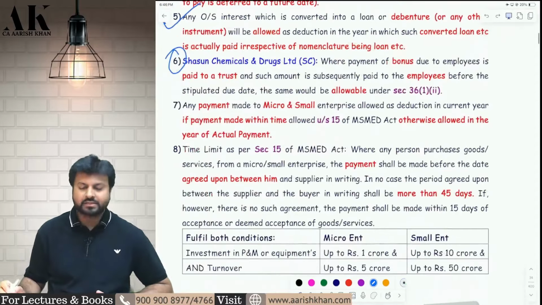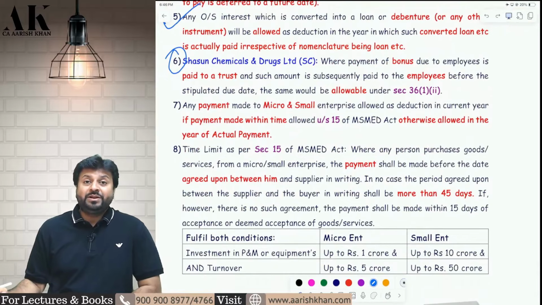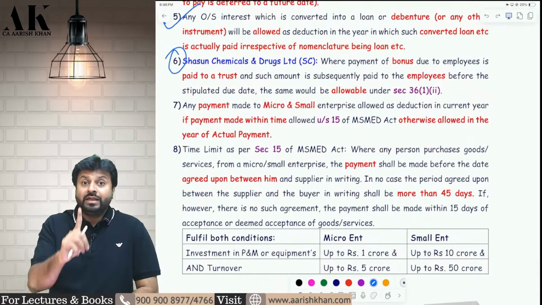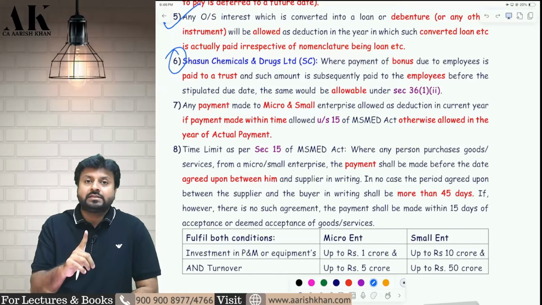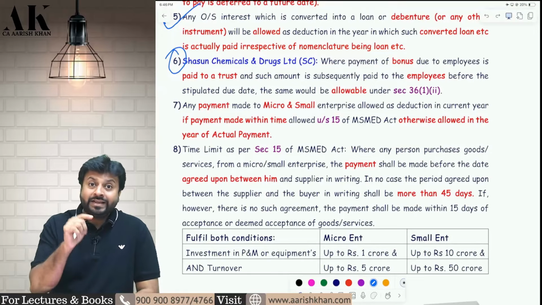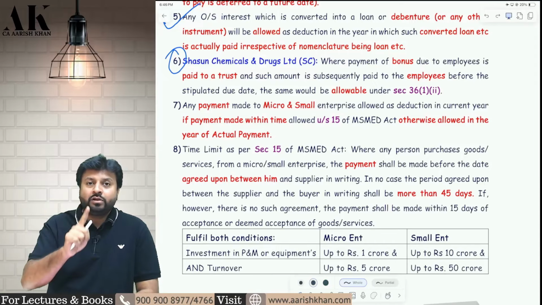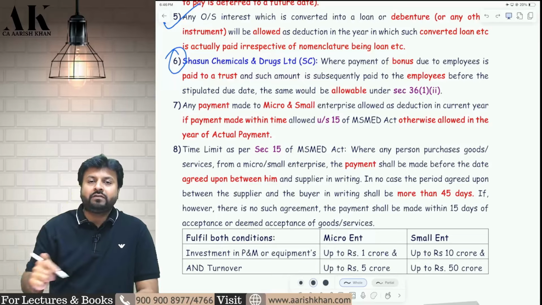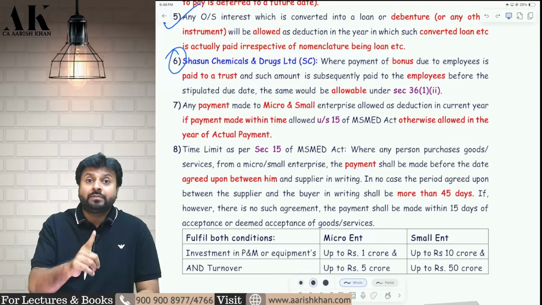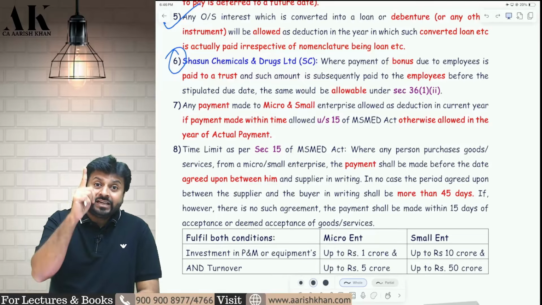Now, last but not least, if you make any payment to MSME, that is a micro or small enterprise, then it is covered in 43B. But in this case, you don't have to make the payment till the due date of filing of return. No. In case of micro and small enterprise, you don't have time to pay till the due date of filing of return. You have to make the payment by the due date mentioned under the MSME Act.